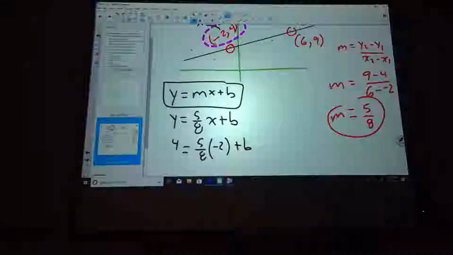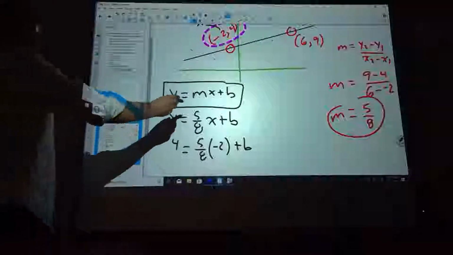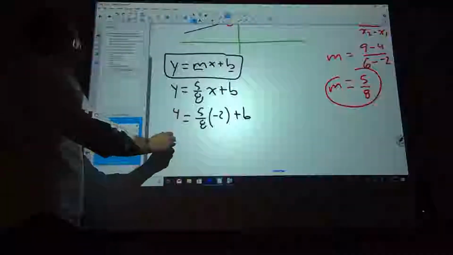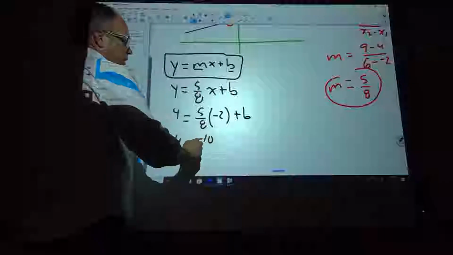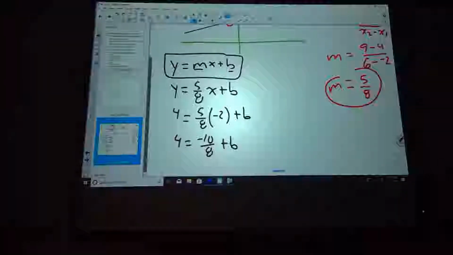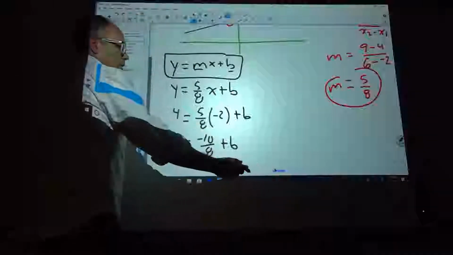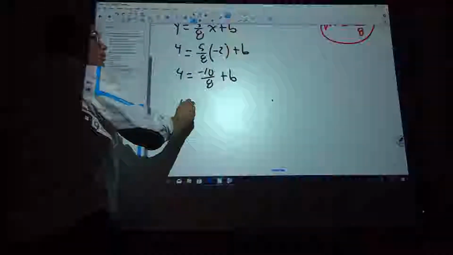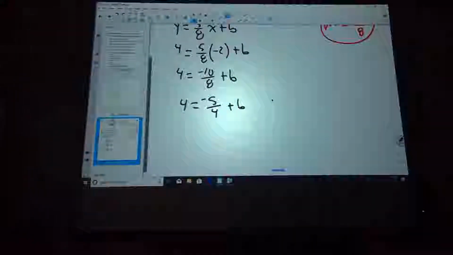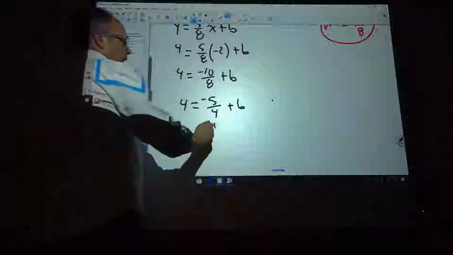Okay, now what is this going to solve for us on this problem? B, right? And then once we find b, I'm going to plug m and b back into this equation and I'll be done. But I have to do a little bit of arithmetic here. So I'm going to get 4 is equal to -10 over 8 plus b. Is that okay? Can I reduce 10 over 8? What number goes into both 10 and 8? 2. And I get -5 over 4 plus b. Is that okay? I'm going to add 5 over 4 to both sides.